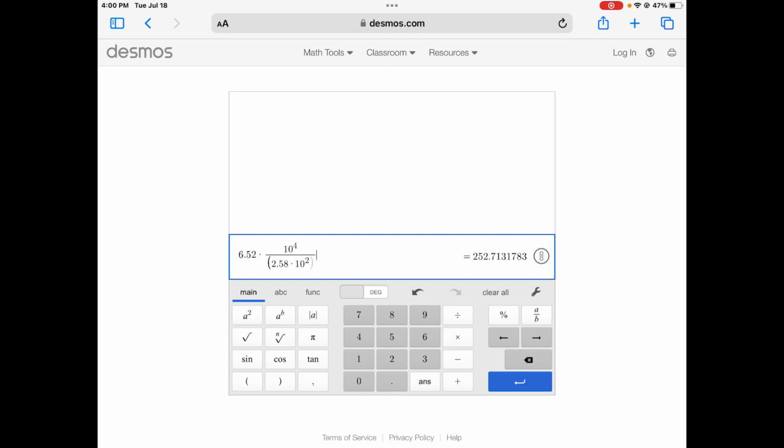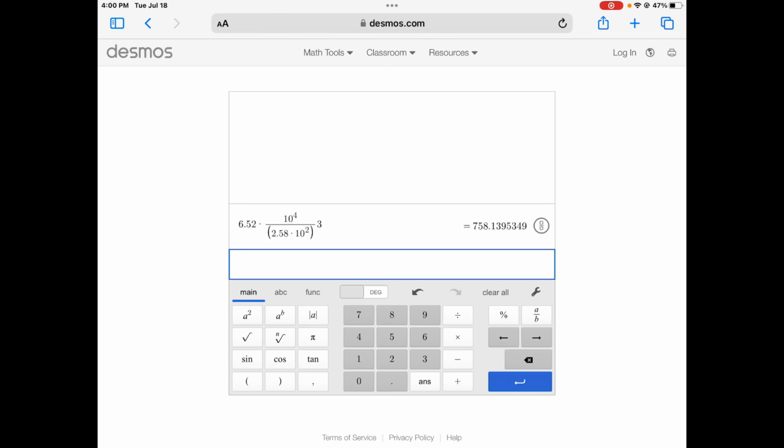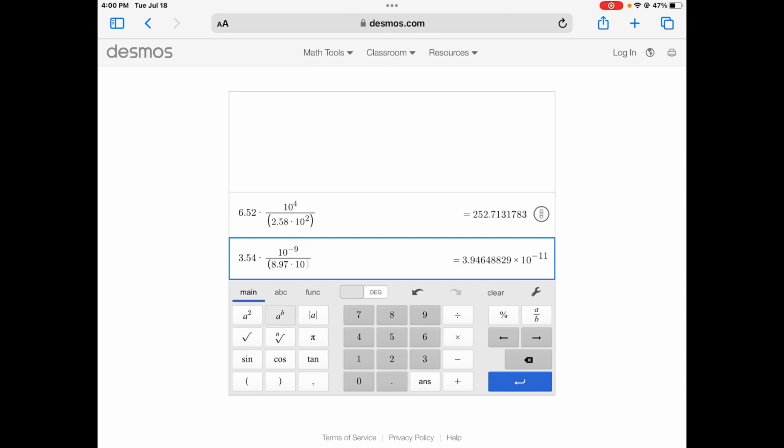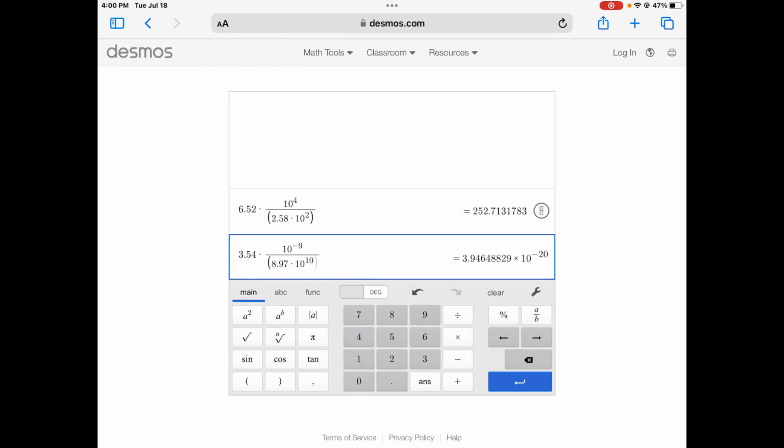All right, let's try our next one. Our next one is going to be 3.54 times 10 raised to the negative ninth power. We're going to divide that by, let's use parentheses, 8.97 times 10 raised to the 10th power. All right, and you can see it already gives us our answer there, which is a very small number, 3.95 times 10 to the negative 20th.